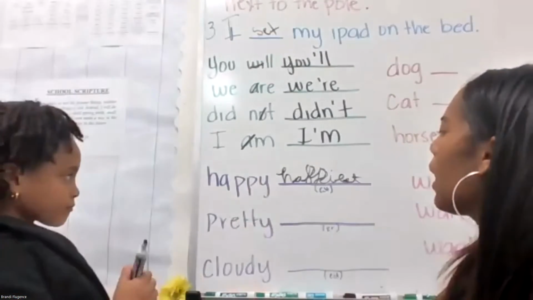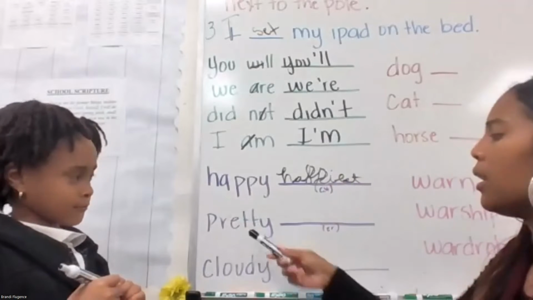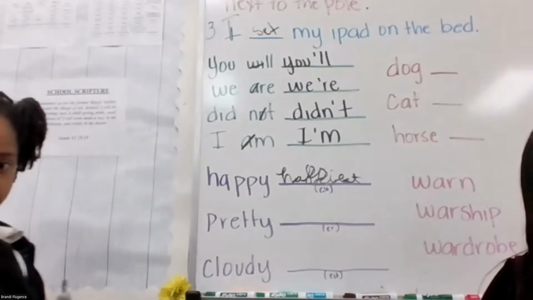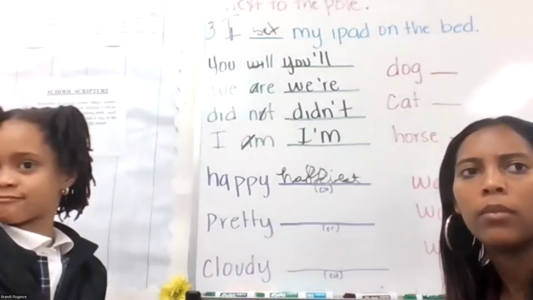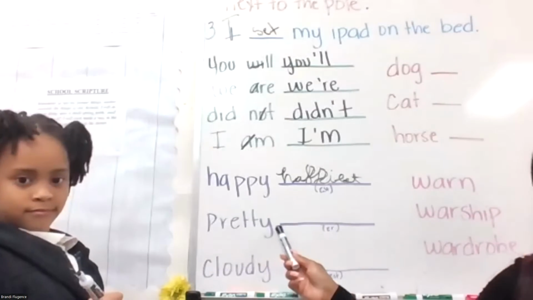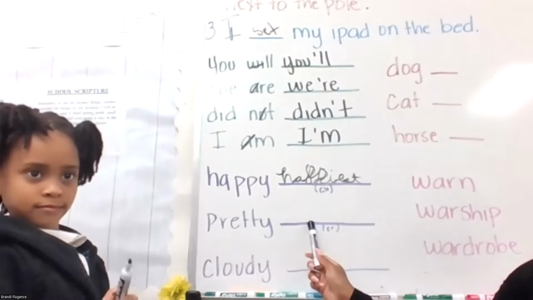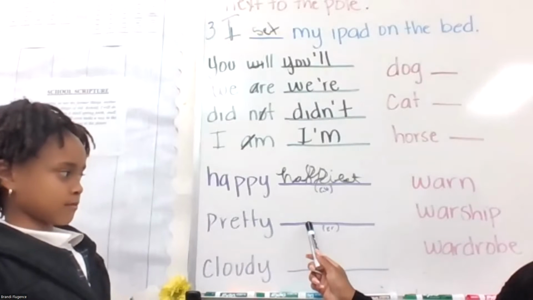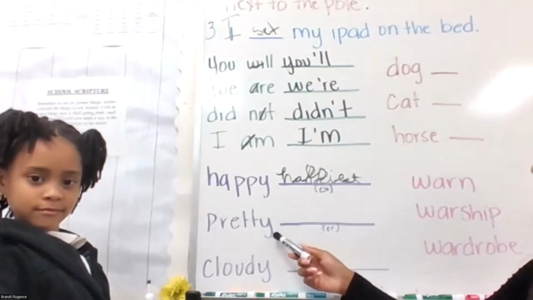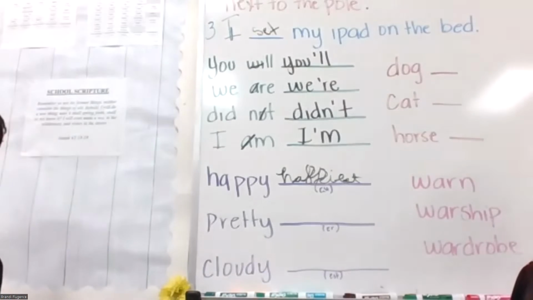Happy, we take out the Y, change it to I, add EST. Next, I have pretty. Let's turn it into prettier. Pretty into prettier. Anybody? So we take away the Y and change it into a what? Change it into ER. Tell me the root in order to write it.